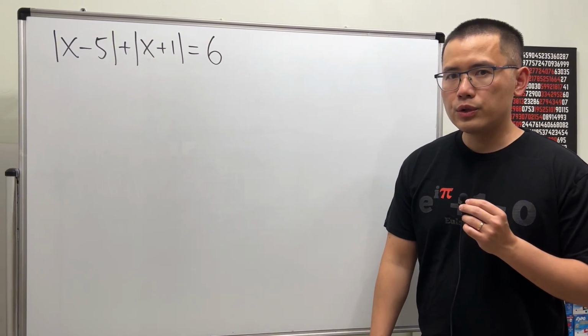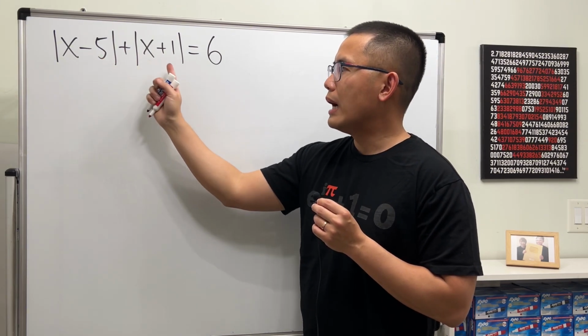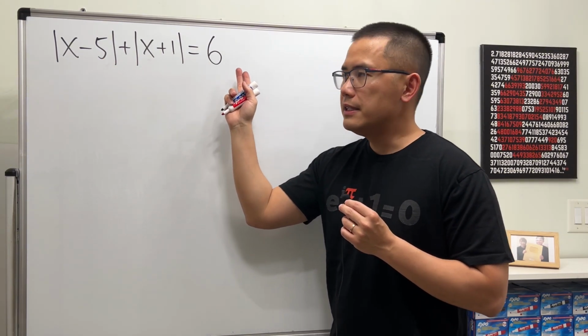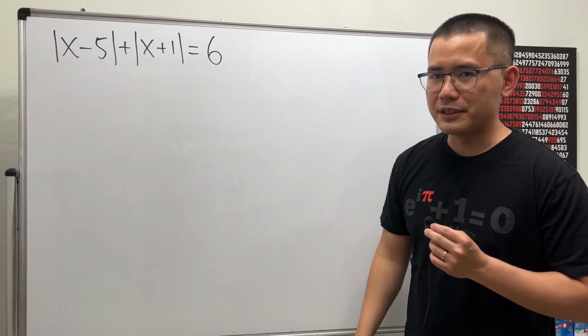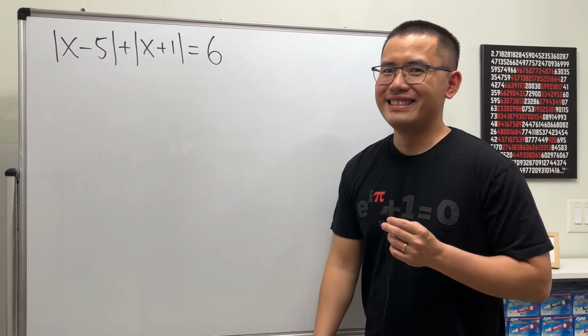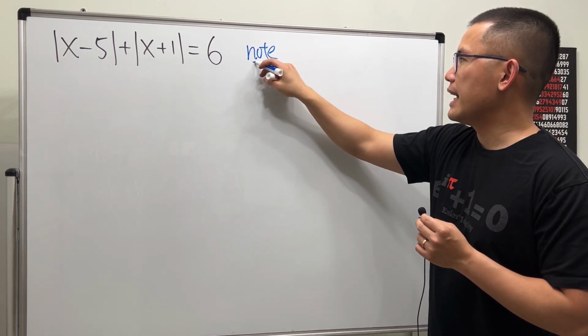Today I will show you guys how to use the idea of the absolute value to solve this equation that has two absolute values. And in fact, this equation has more than one answer. It has infinitely many answers, but it's not all real numbers. So check this out. First, let me just remind you guys on the side.